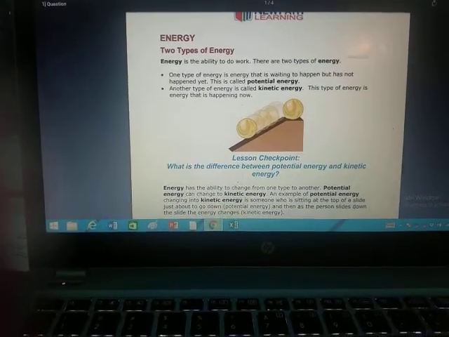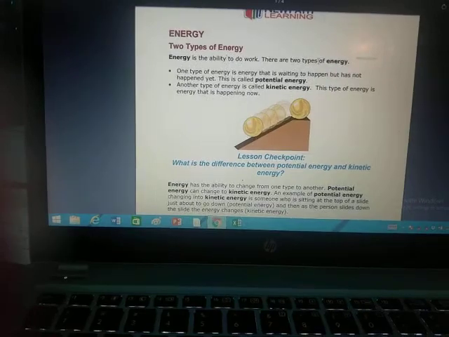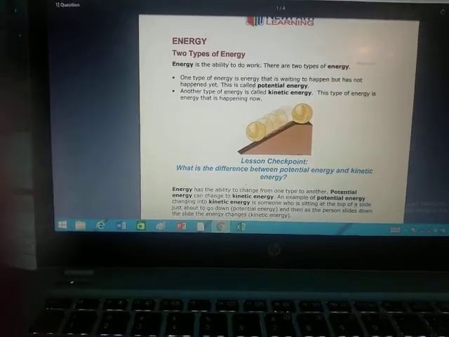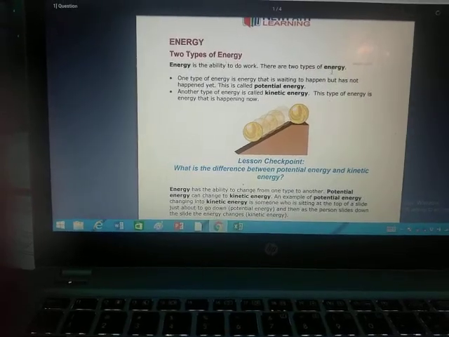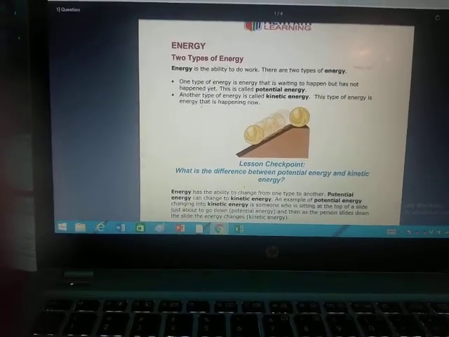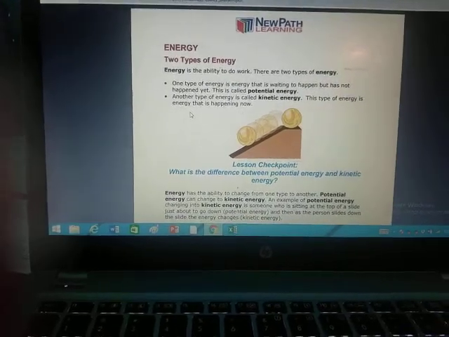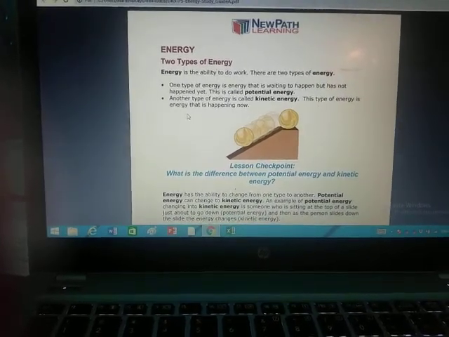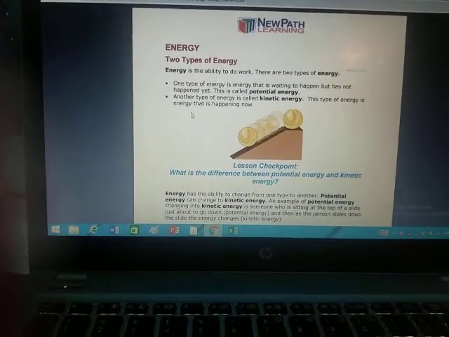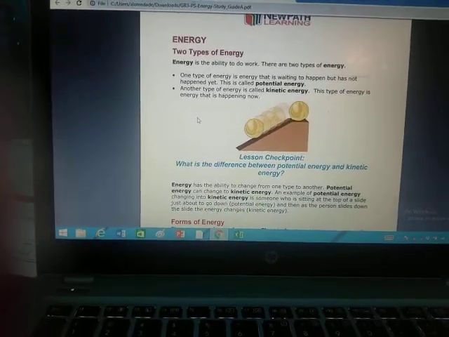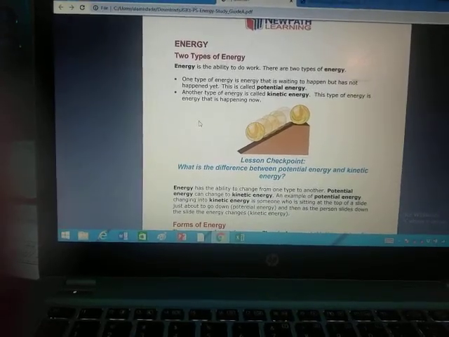All right, so we're going to be learning about energy. There are 2 types of energy. Energy is the ability to do work. One type of energy is energy that is waiting to happen but has not happened yet. This is called potential energy. Another type of energy is called kinetic energy. This type of energy is energy that is happening right now.